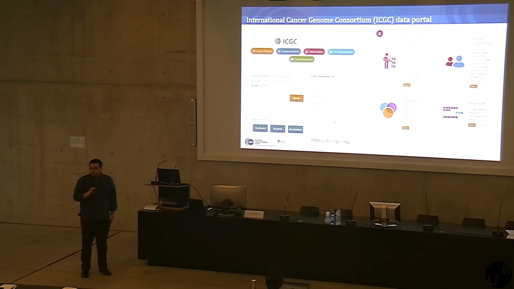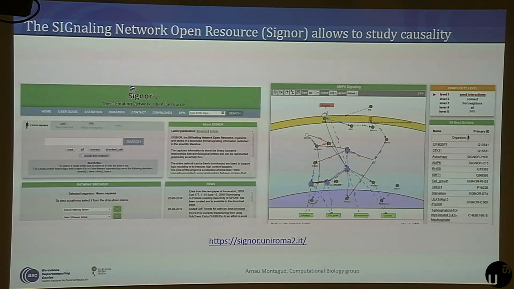I mean, here we're not talking about whether some companies have their own databases that we don't have access to. This is just for the publicly available one. So this is a huge database in which you can access different data. And then another example of a database that is also very useful is the Signor database by the University of Rome, which they call the Signaling Network Open Resource.